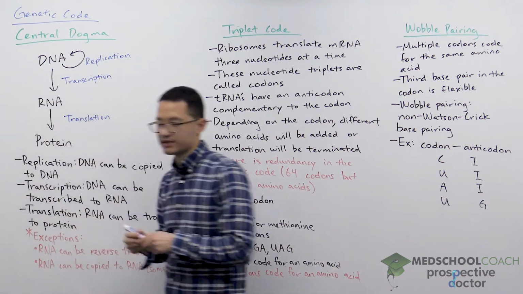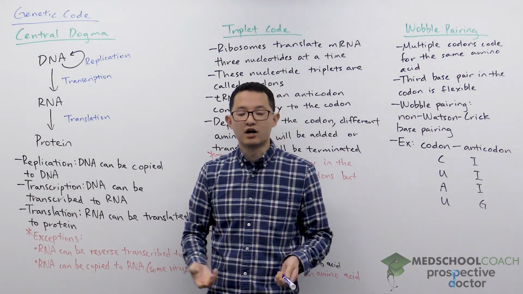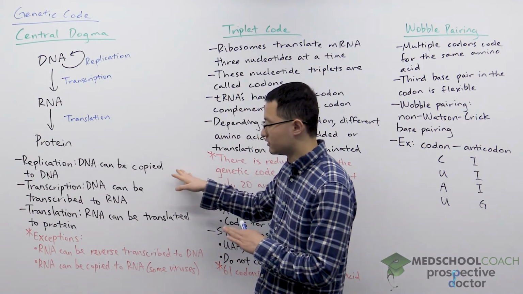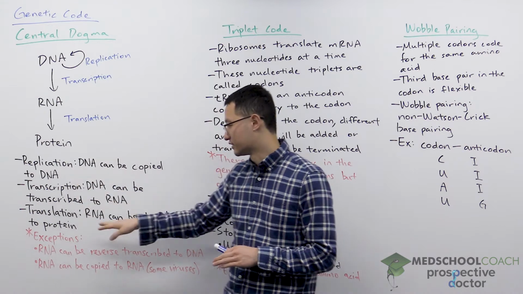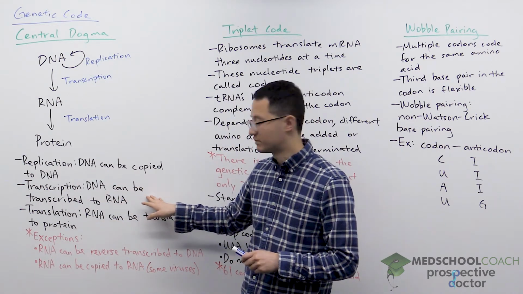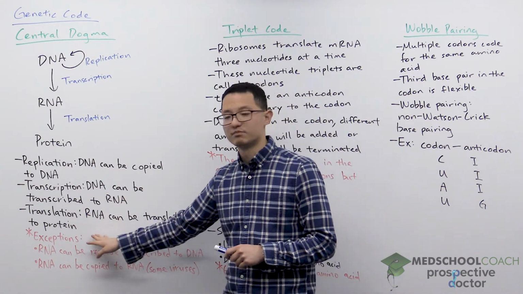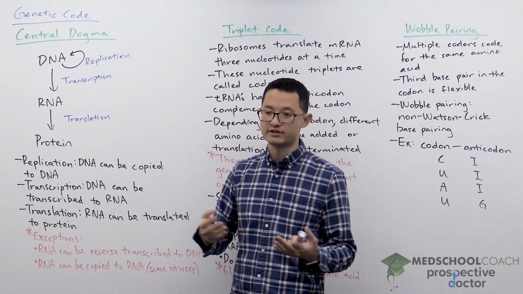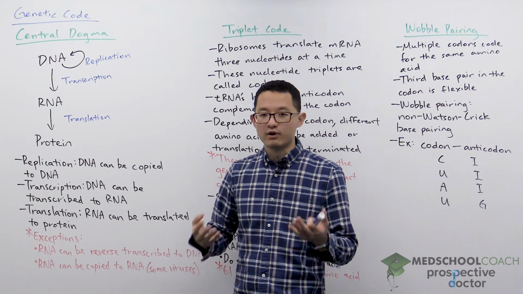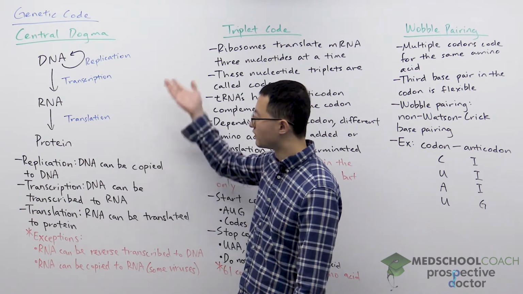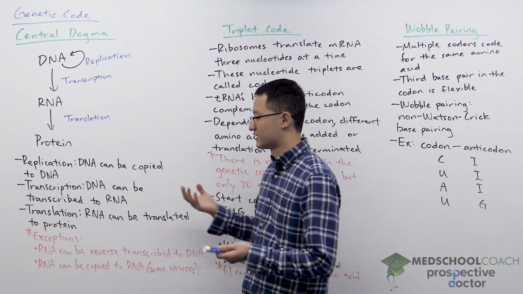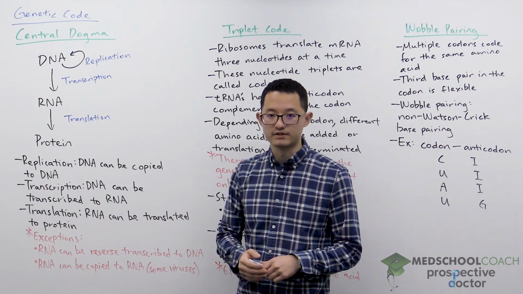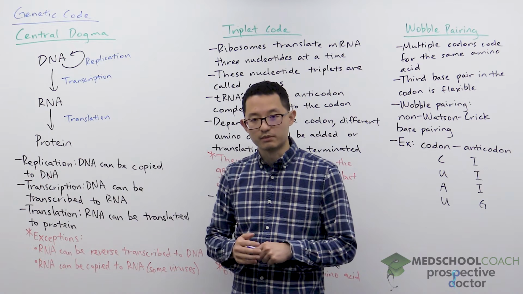So these three processes are considered the central dogma of molecular biology, that you can turn DNA into DNA using replication, you can turn DNA into RNA using transcription, and you can turn RNA into protein using translation. Now, as it turns out, there are other ways that we can maneuver between DNA, RNAs, and proteins. So these are considered special cases or exceptions. So there are two exceptions you want to be familiar with.